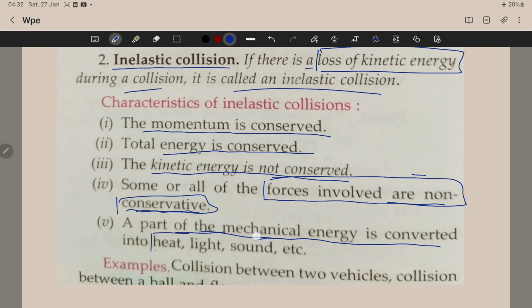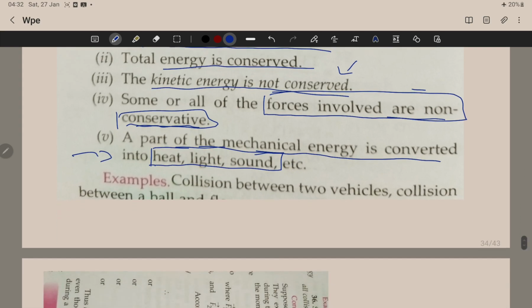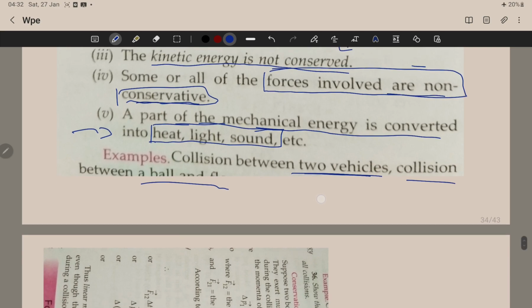The total energy is conserved, but there is a loss of kinetic energy. This loss occurs because of the heat, light, and sound energy. Examples are collision between two vehicles, collision between a ball and a surface.